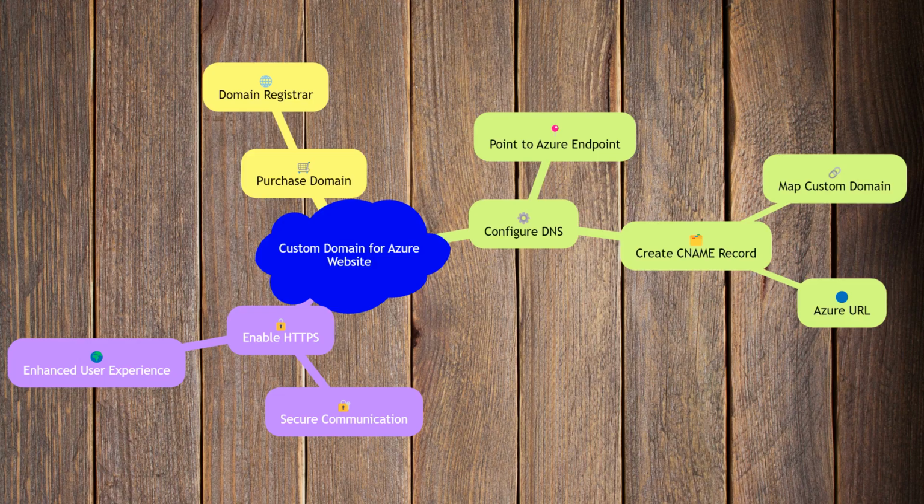To provide a more professional appearance and improve user experience, you can configure a custom domain for your static website hosted on Azure. This involves purchasing a domain name from a domain registrar and configuring DNS settings to point to the Azure Storage primary endpoint. You will need to create a CNAME record that maps your custom domain to the Azure-provided URL. Additionally, you can enable HTTPS for your custom domain to ensure secure communication between users and your website.